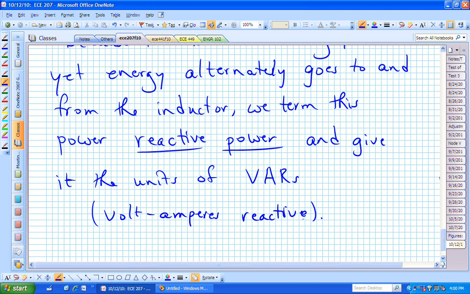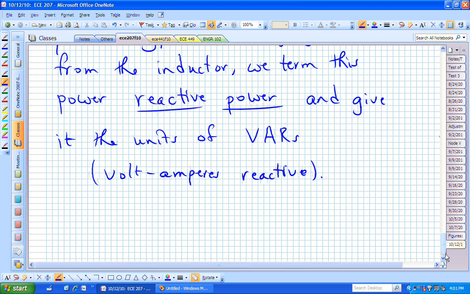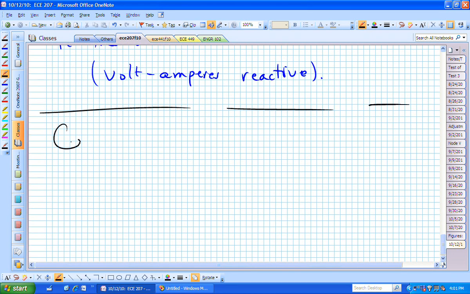And the power company for these big, large facilities is going to keep track of not only your average power in watts, but it's going to keep track of your volt amperes reactive, your reactive power, your VARs. And it's going to start charging you for that. But before we talk about that, let's look at the last circuit element, which is this capacitor.